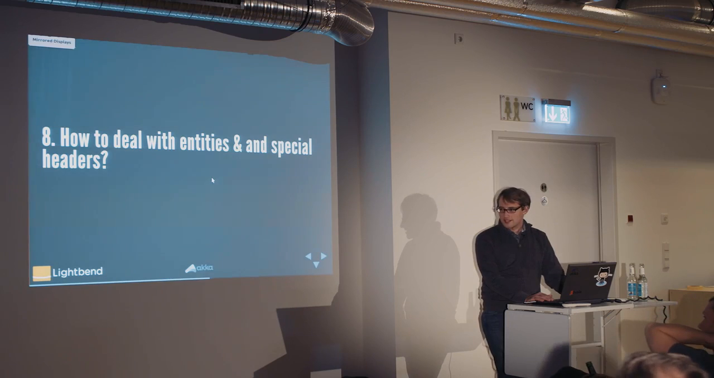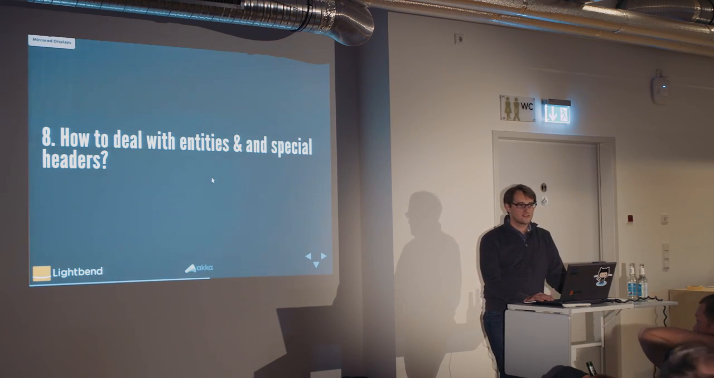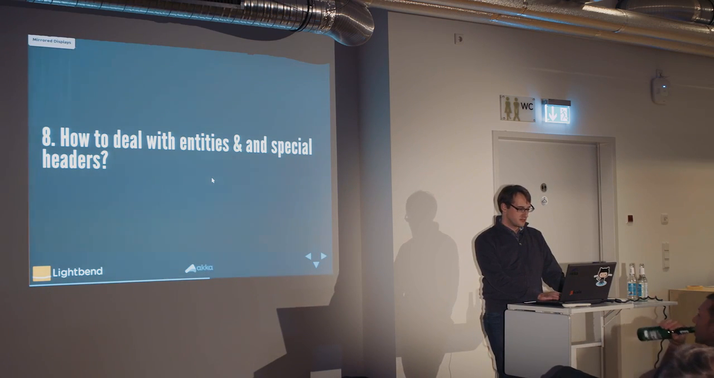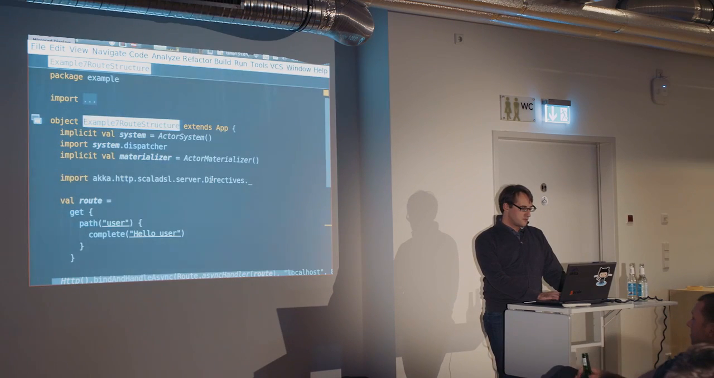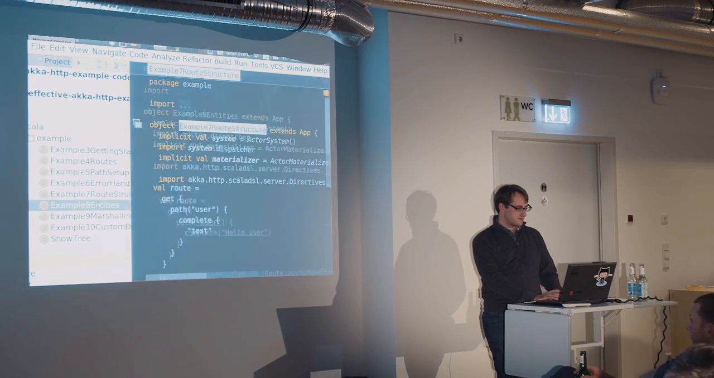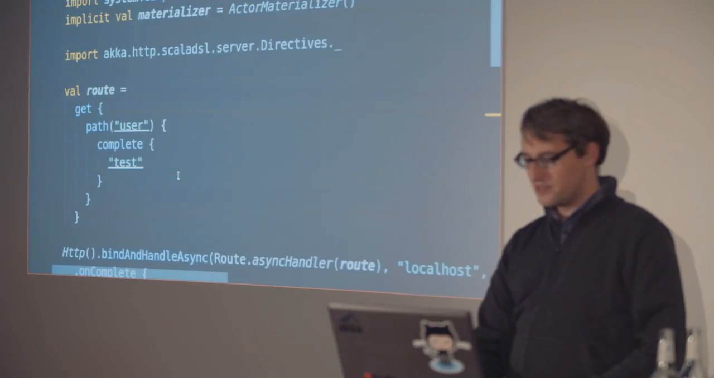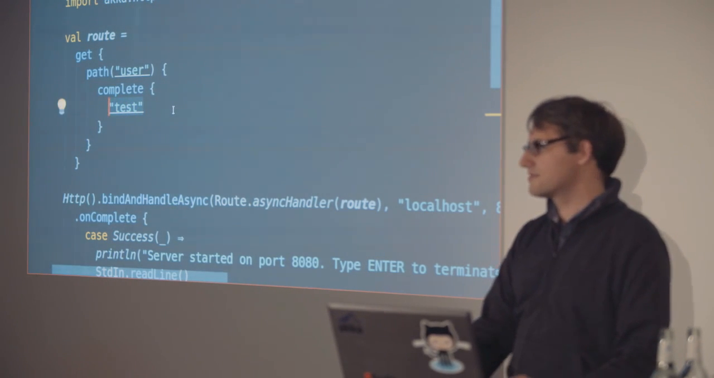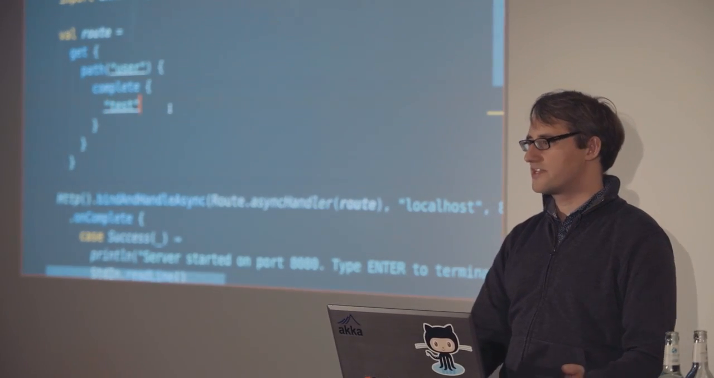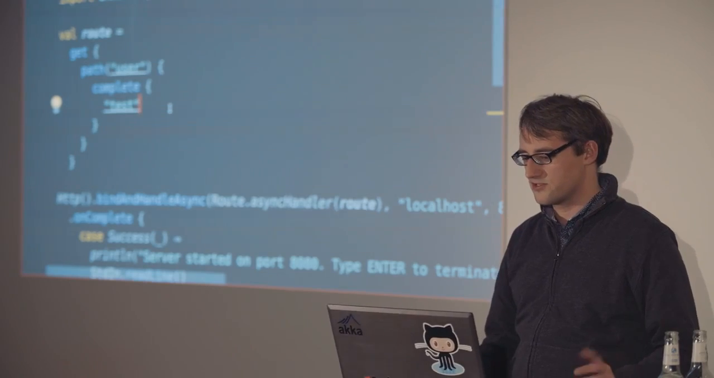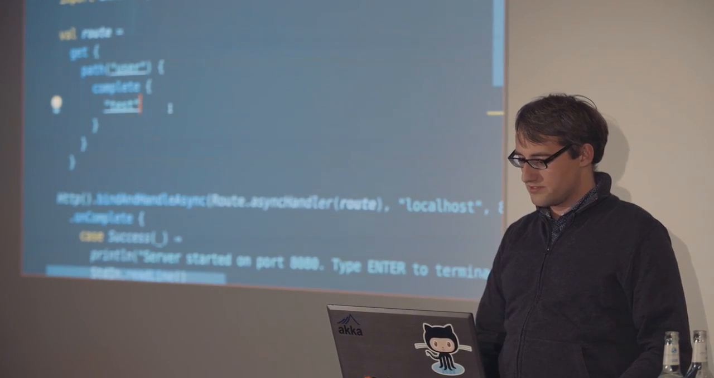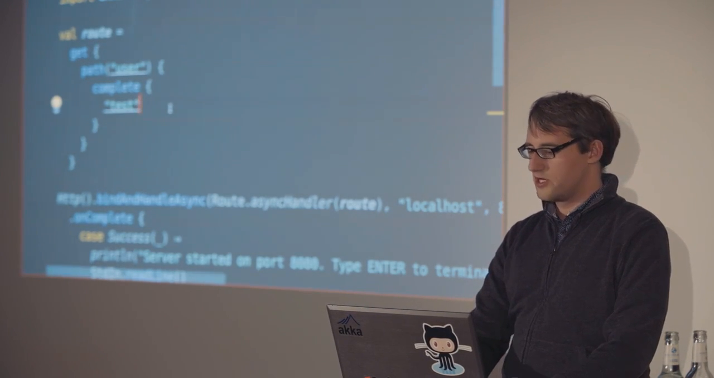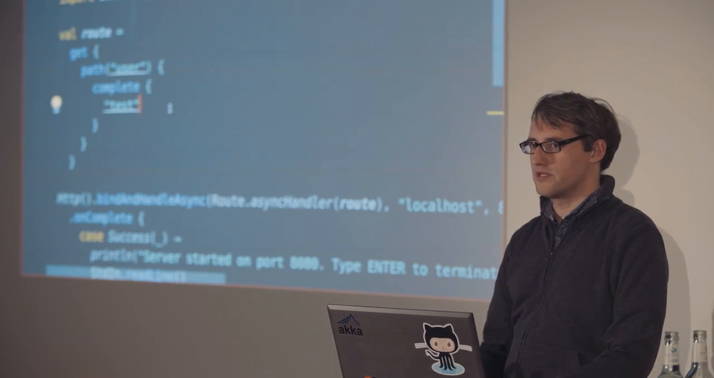So let's go to entities, because entities is what actually contains the streaming aspect of Akka HTTP, which is the biggest change over Spray. Up until now, we just returned a string here. But of course, a response doesn't contain just a string as a body. In fact, it has a body which is a byte string, an array of bytes on the wire, with a content type which describes what the data is supposed to be.